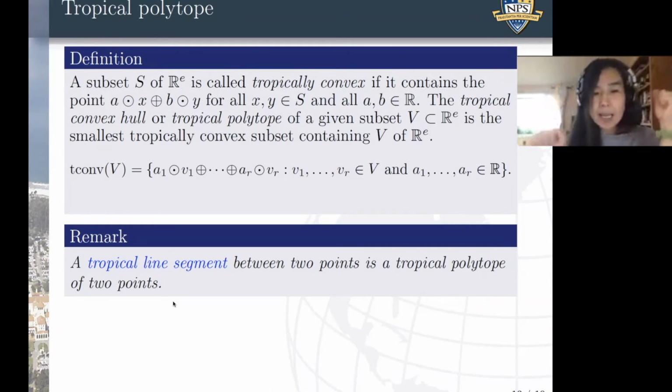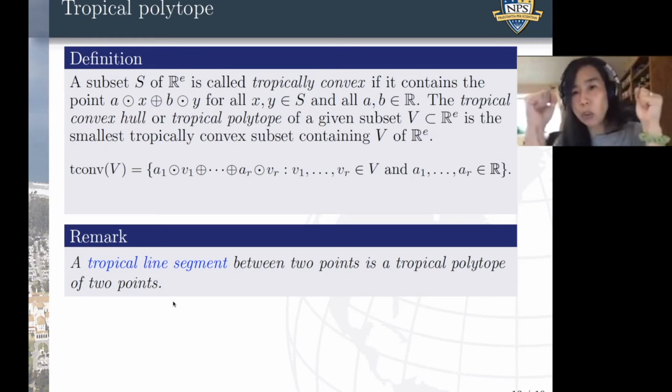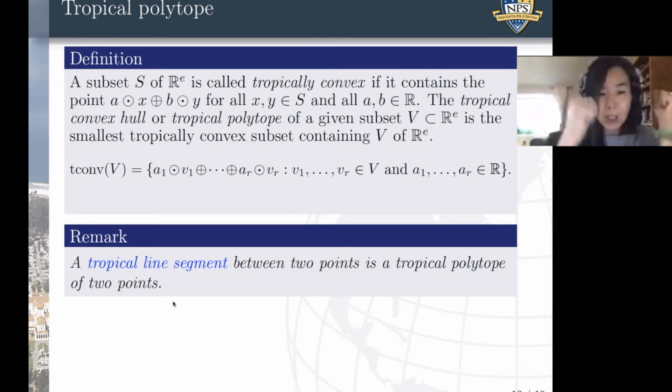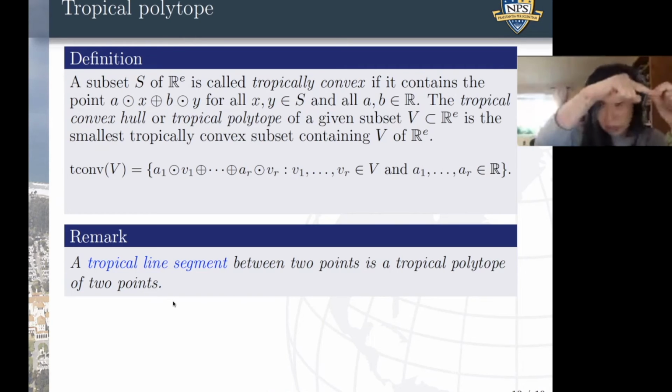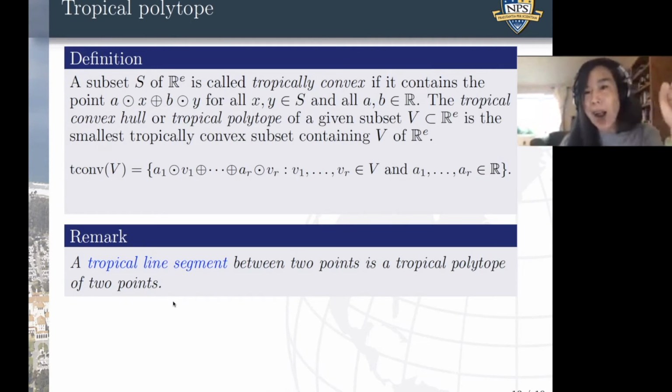And in fact, this tropical line segment is a geodesic over the tropical projective space. If I take two points that are ultrametrics, then the tropical line segment is a geodesic inside the space of ultrametrics, and all points along the geodesic have to be inside the space of ultrametrics.